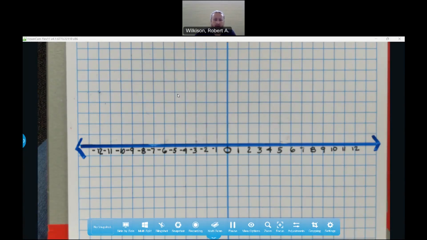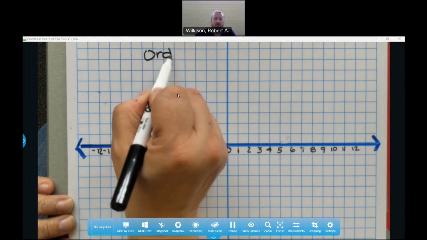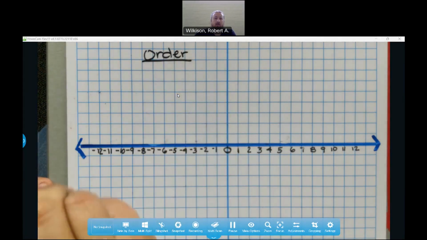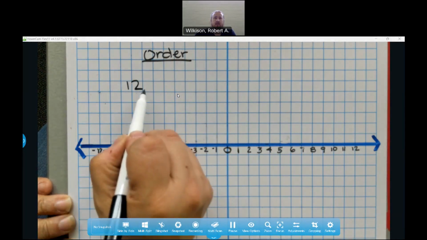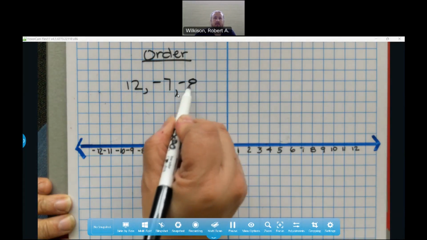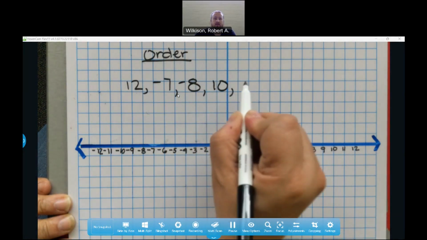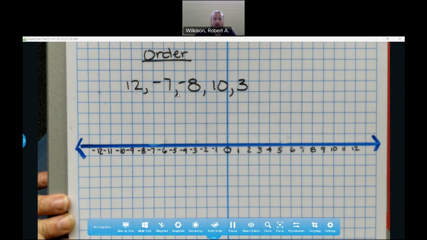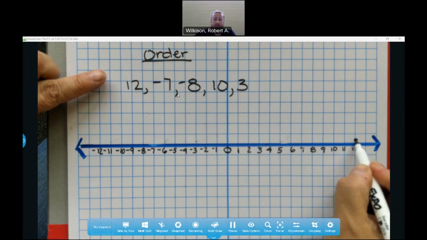So now that we have compared negative and positive integers, we are going to look at ordering them. And we are going to take a random set of numbers, starting with 12, -7, -8, 10, and -3. So now we will find their corresponding plots on the number line and then write them in order from least to greatest.